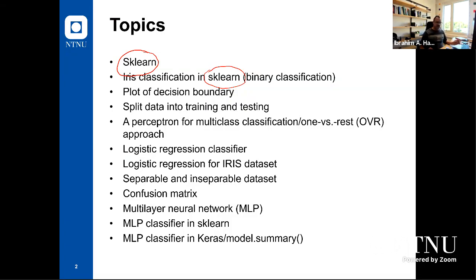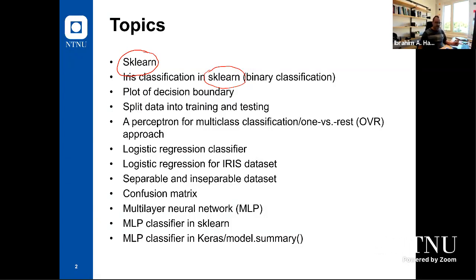I have three classes, so I will build a model to classify one against the rest, and I will repeat this process for the number of classes which we have. So at the end, we will have n perceptrons or n models, one for each class.